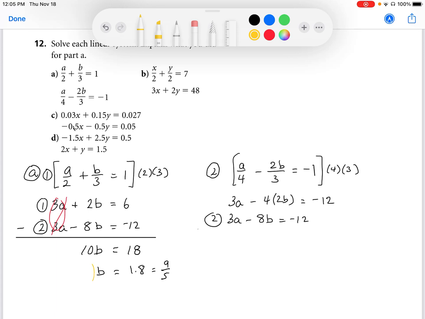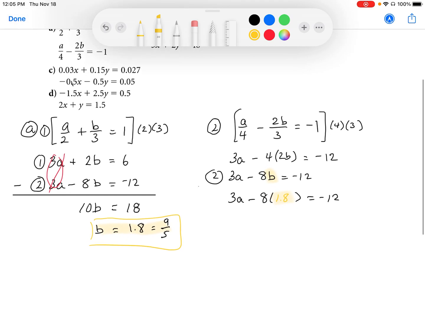Once I've solved for B, I can solve for A by substituting into either equation 1 or equation 2. It looks like equation 2 is easy enough, so I'm going to substitute for B here. Instead of using B, I'm going to use what I solved for, which is 1.8. I'm going to replace this B with 1.8, and just so we can see where it came from, this is our answer. We're replacing it for B, so that's why that 1.8 ends up there.